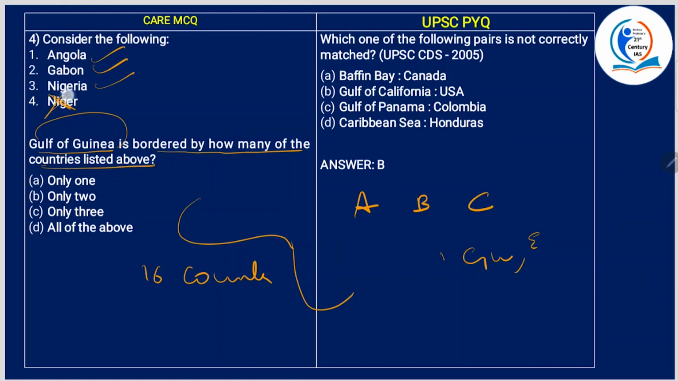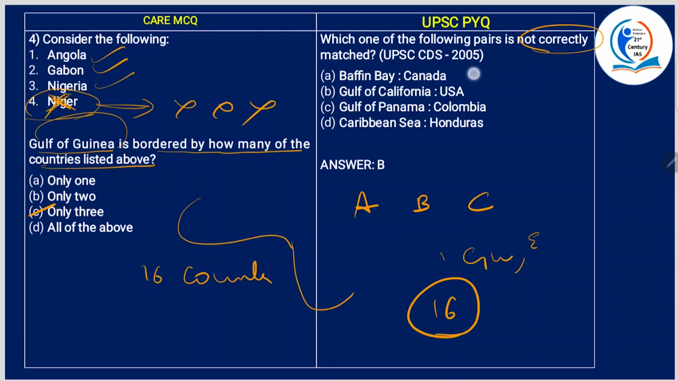Okay, even if you do not know these 16 countries, at least you should know one thing. Niger is a landlocked country in western part of Africa. It is not a coastal country. Okay, so this will be ruled out. If you can't remember 16, at least you should know these basics. So 3 are correct. Okay, which one of the following pairs is not correctly matched? Baffin Bay, Canada, yes. Gulf of California, USA, no. It is Mexico. But usually if you don't know the map properly, by going by the name you will think this is correct, but no, it is in Mexico. And yeah, so B is correct.